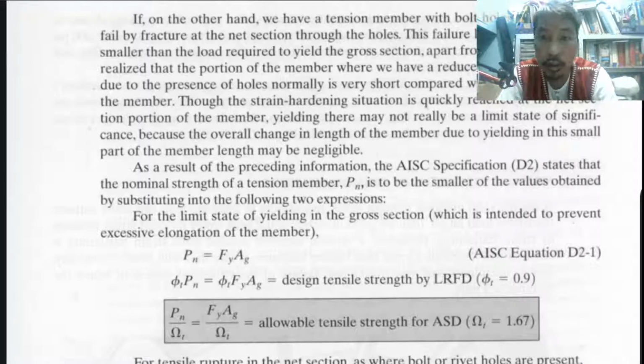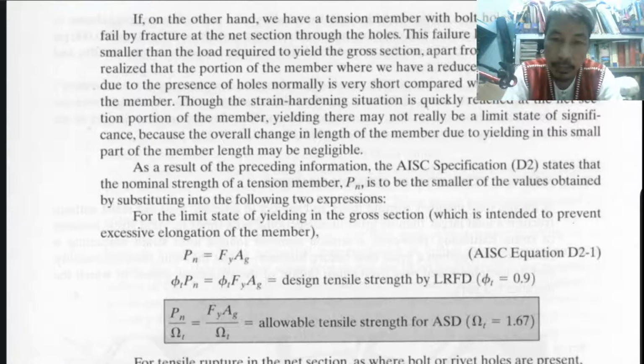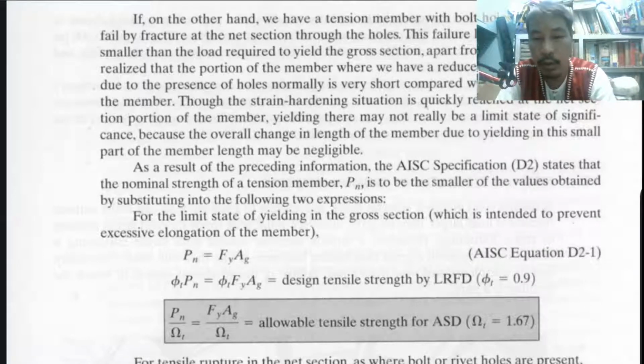So it is also read as phi. It is a little bit different from pi. Pi is 3.1416. Phi is this Greek letter. Okay, so small Greek letter phi sub t, t meaning tension. So the reduction factor due to tension is equal to 0.9.